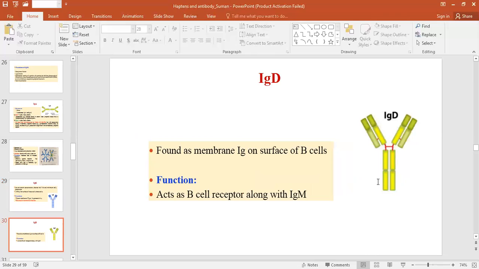The last one is IgD, which is found as membrane IgD on the surface of B lymphocytes, and it functions as a B cell receptor along with IgM. This is the function of IgD.